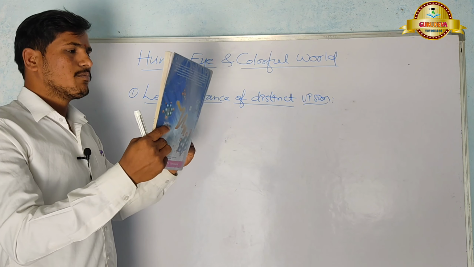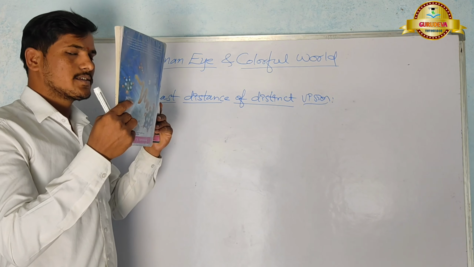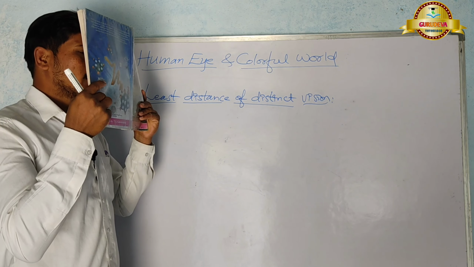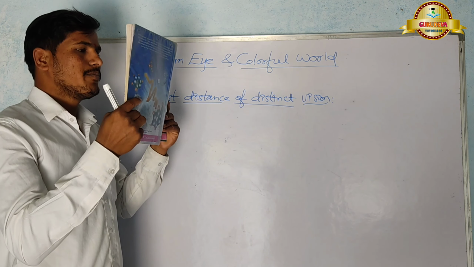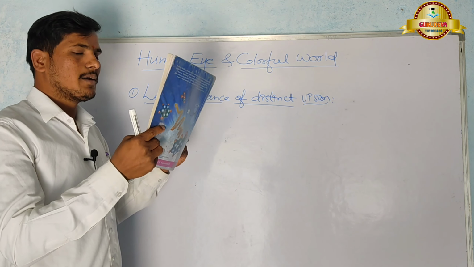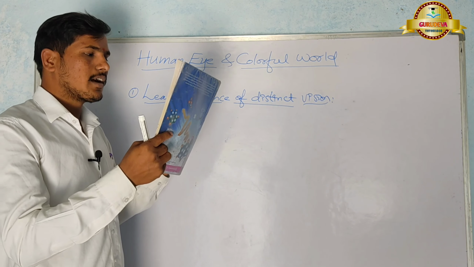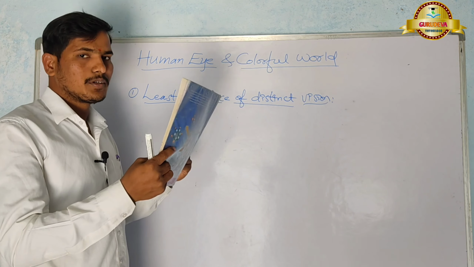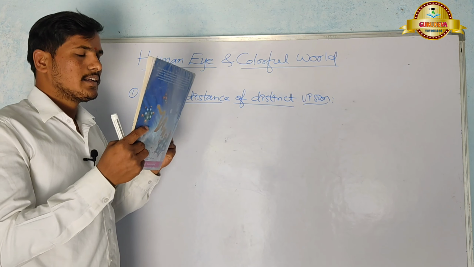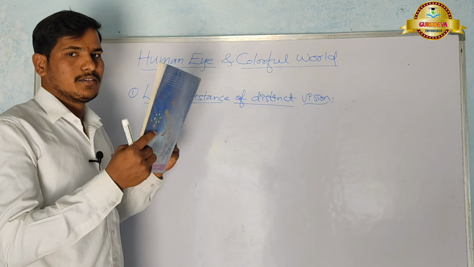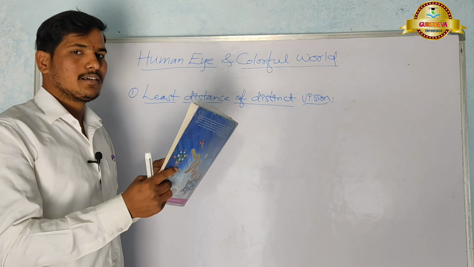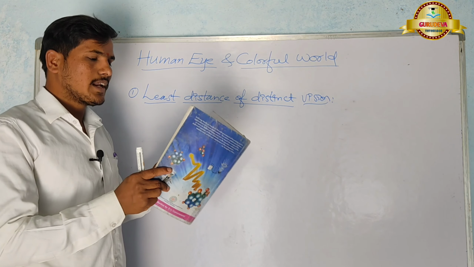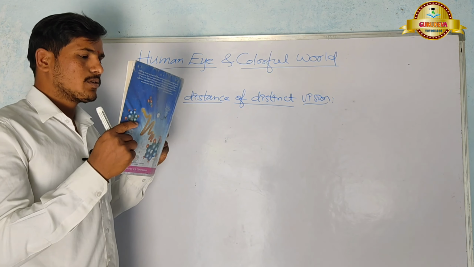Now slowly move the book towards your eyes, like this. Move it very near to your eyes. When you bring it like this, you will find that you are unable to read the content present in the textbook. The printed letters appear blurred and your eyes will get more strain. Yes or no?